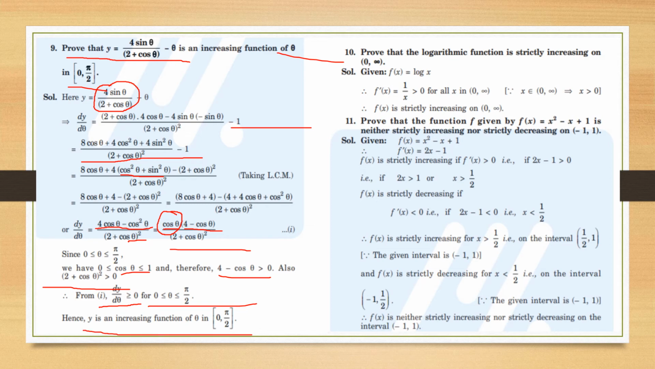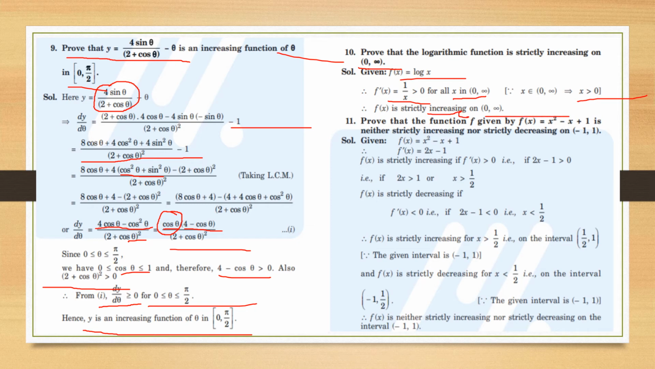Number 10: prove that the logarithmic function is strictly increasing on (0, infinity). Now the function is log x, the derivative is 1 by x, which exists only for x greater than 0, for all x belonging to (0, infinity), because x is positive. For x = 0 the function is not defined, so be careful about this open bracket on this side. So this function is strictly increasing on (0, infinity).